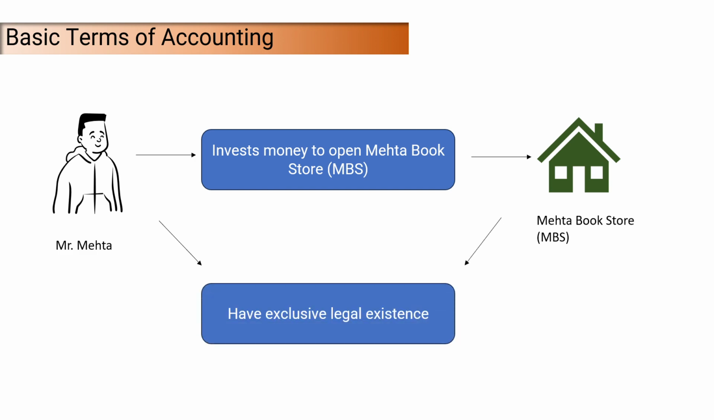Then you have to be very clear in terms of getting this fact that Mehta and Mehta bookstore both are separate legal persons, just like you and me. We both are not the same person, or Mr. Mehta and Mehta bookstore, they are not the same person. They are separate persons. They cannot be the same person. If Mr. Mehta is opening a grocery shop, the grocery shop and Mr. Mehta both are separate legal persons. They have separate legal existence. They are just like you and me.